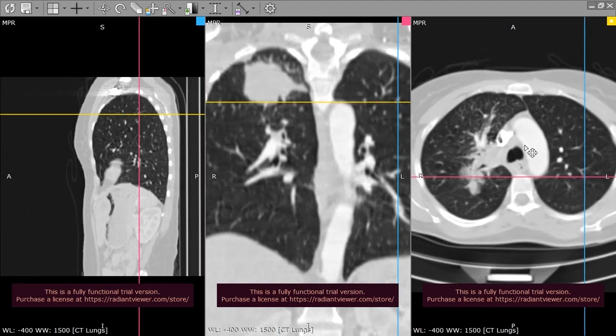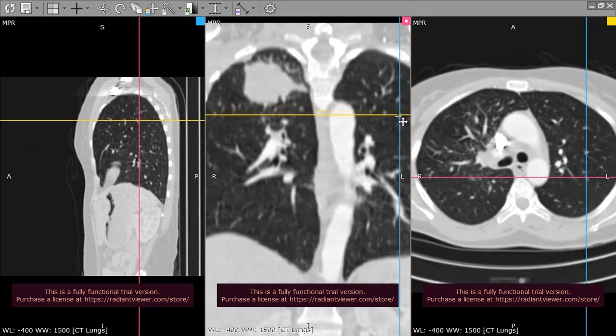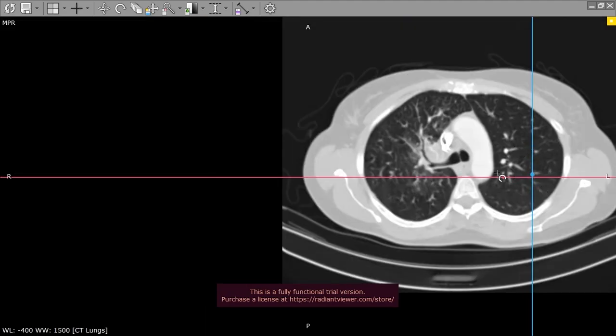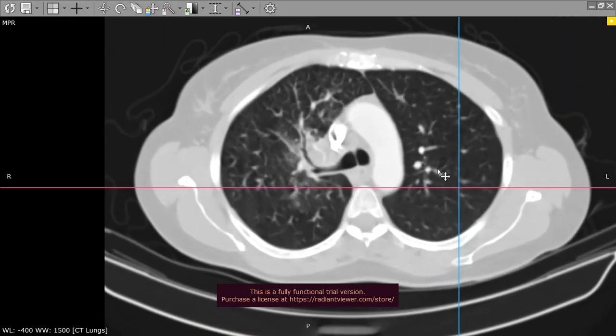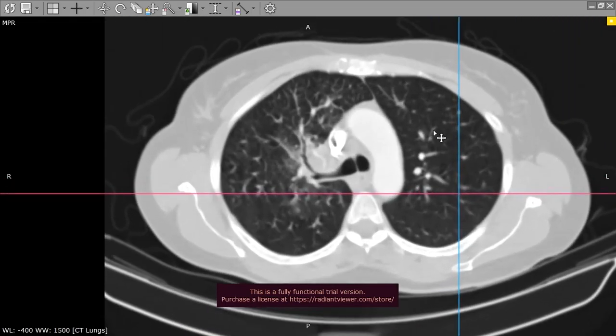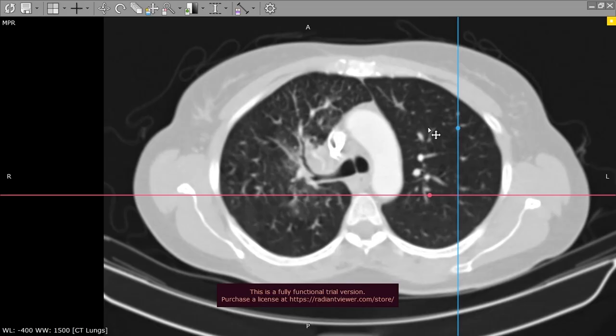In the lung window as well, you have to notice if there are any nodules in the same lung or in the opposite lung.